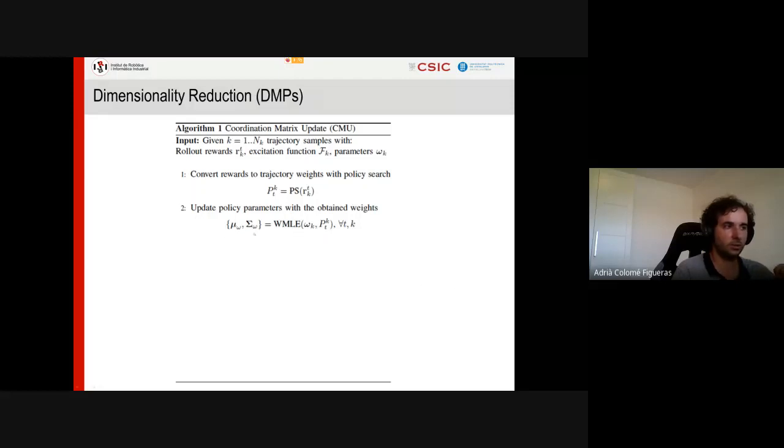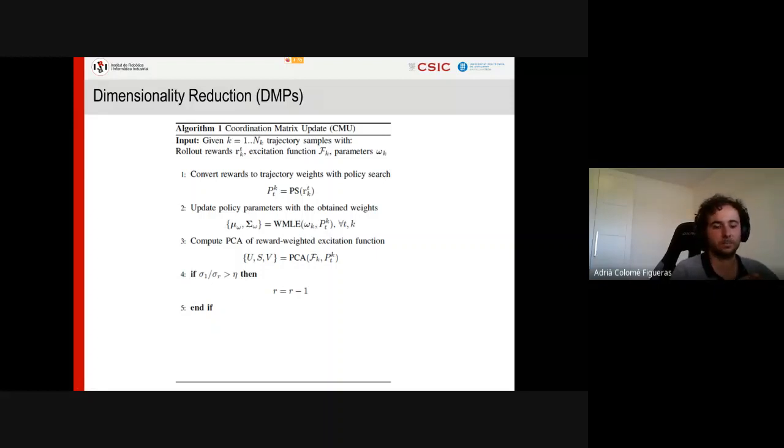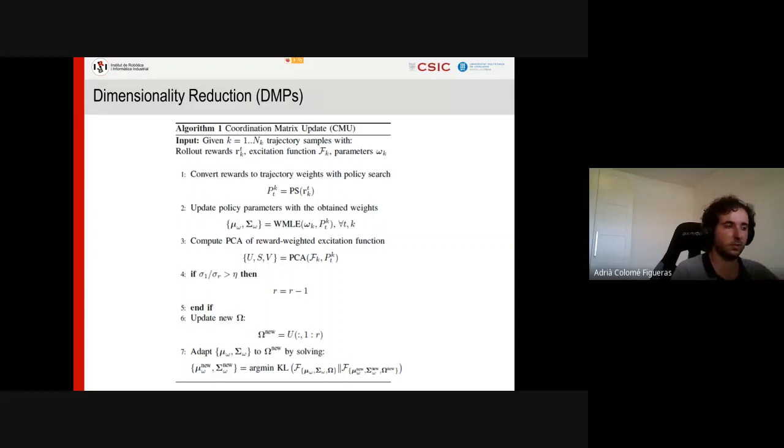Then you update these parameters and use PCA, principal component analysis, with those weights that I got from the policy search method and the shaping function f of each trajectory, and then I check the singular values of the data. If these singular values verify certain restrictions, for example the last component of the principal component analysis is irrelevant with respect to the other components, then I can eliminate it. So we eliminate one column of this omega matrix and update omega. Then we need to readapt the mean and covariance, but this can be easily done.